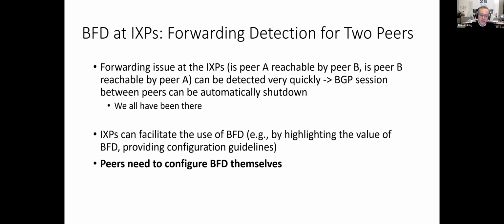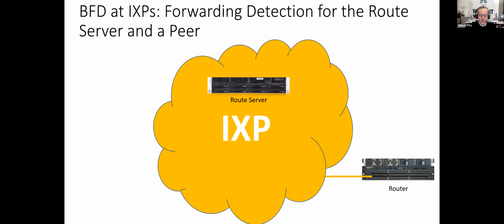However, the peers really need to do the heavy lifting because they need to configure BFD themselves for all the bilateral BGP sessions which they might use at an IXP. And as I was just talking about bilateral BGP sessions between two peers, how about if the route server comes into play? And of course, that's also something we should look at, right?